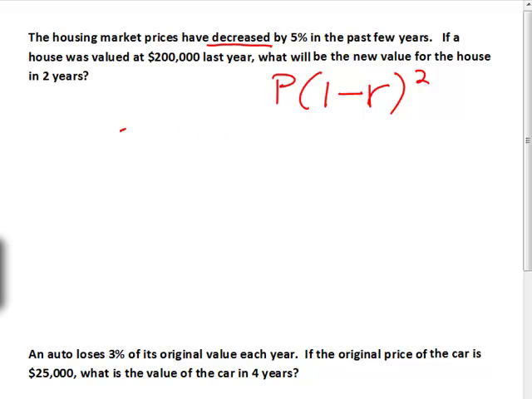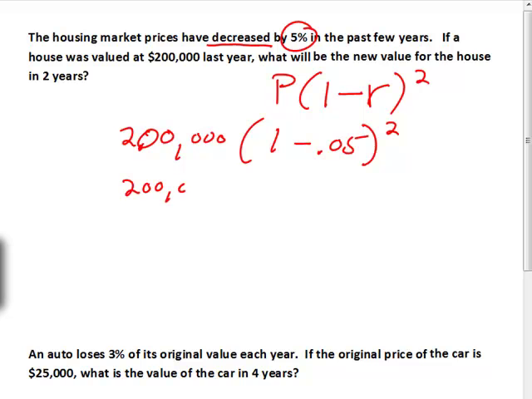So now, put all your information in there. Your principal, you've got $200,000. 1 minus, your rate is 5%, write that as a decimal, 0.05. And then they want to know what the house will be worth in 2 years. That's your time. So let's just rewrite this. We've got 200,000, that's our initial price. 1 minus 0.05 gives us 0.95 to the 2.